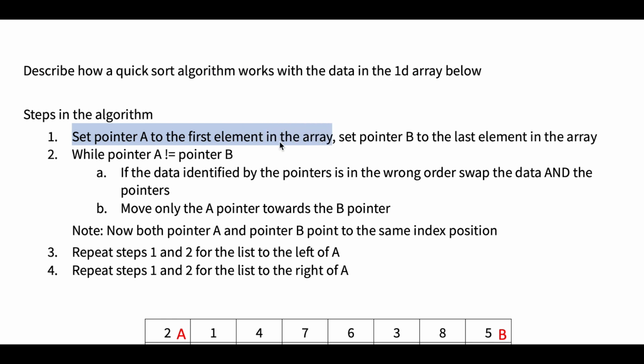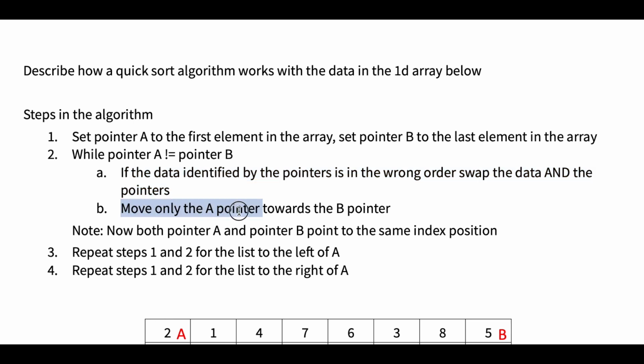Step 1. Set pointer A to the first value in the array, the value on the left. Set pointer B to the last element in the array, the element on the right. While these two pointers don't contain the same value, they are not equal, perform the following stages. A. If the data identified at those pointed positions within the array is in the wrong order, swap the data and swap the locations, or the index positions, that the pointers are currently looking at.